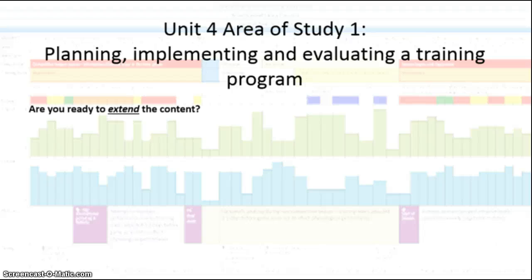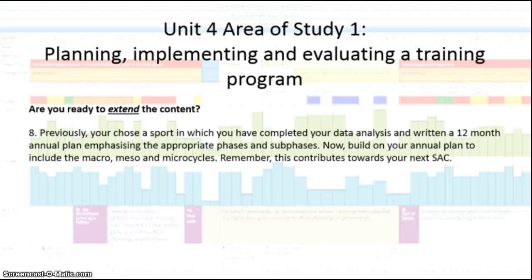Are you ready to extend the content? Question 8. Previously, you chose a sport in which you have completed your data analysis and written the 12-month annual plan, emphasizing the appropriate phases and subphases. Now, build on your annual plan to include the macro, meso, and microcycles. Remember, this contributes towards your next SAC. So if you're having a little bit of trouble with this, make sure you go and speak to your teacher.